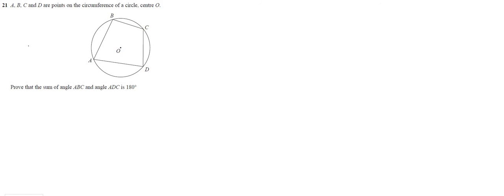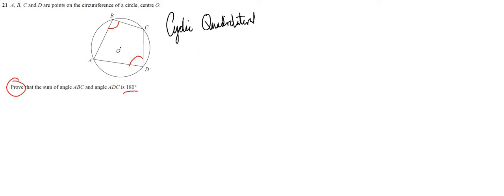Okay, so here's a question. We've got A, B, C, D at points on the circumference of a circle, centre O. Okay, so we know that this is a cyclic quadrilateral. Okay, but it says, importantly, we have to prove that the sum of the angle ABC and ADC is 180.